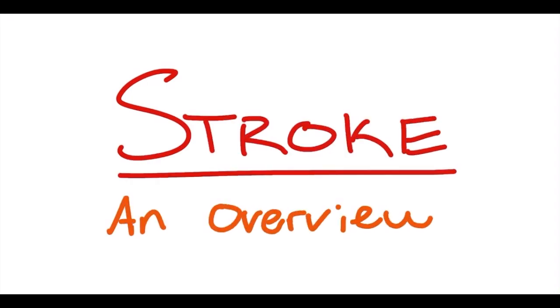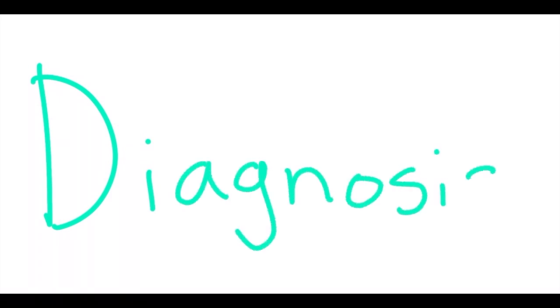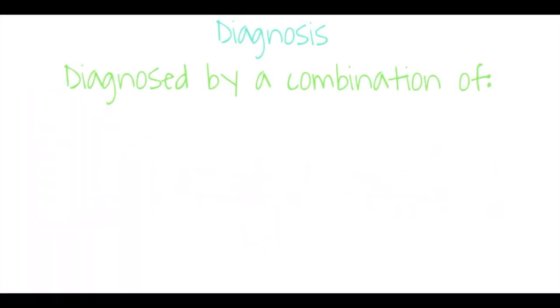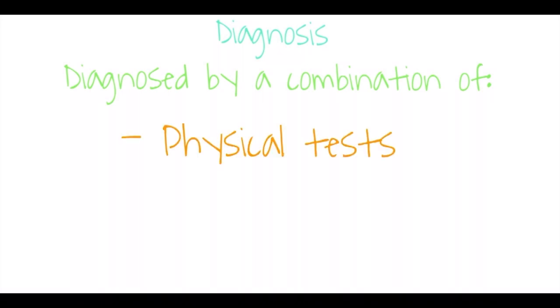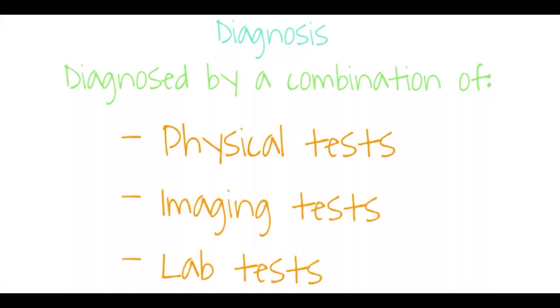Having learned about the types, causes, and symptoms of stroke, it is now time to look at how strokes are diagnosed. Strokes are usually diagnosed by using a combination of physical, imaging, and lab tests. These tests can confirm the diagnosis and determine the cause and type of stroke. It is only possible to confirm the type of stroke using brain scans in a hospital environment, and for the best outcome, a person should receive treatment within 3 hours of their symptoms first appearing.